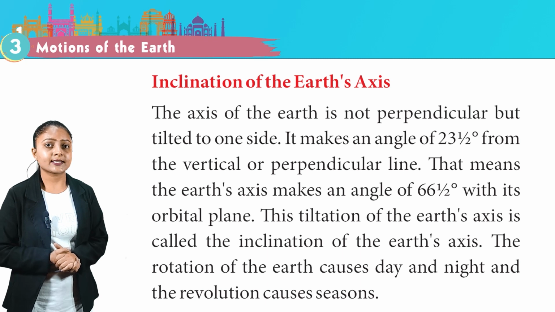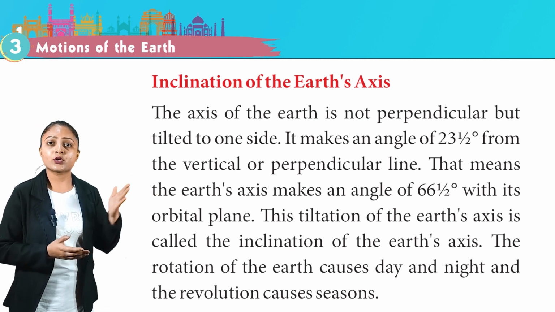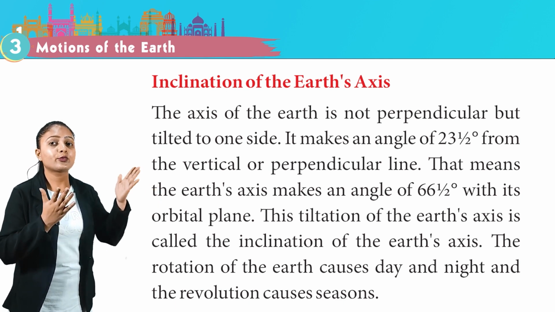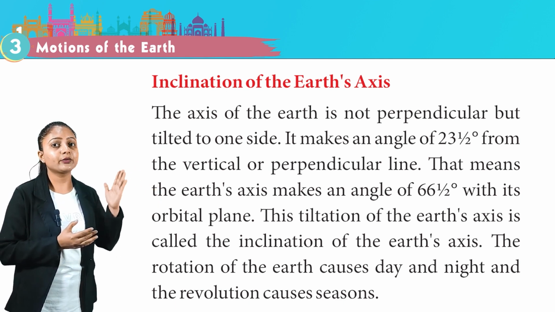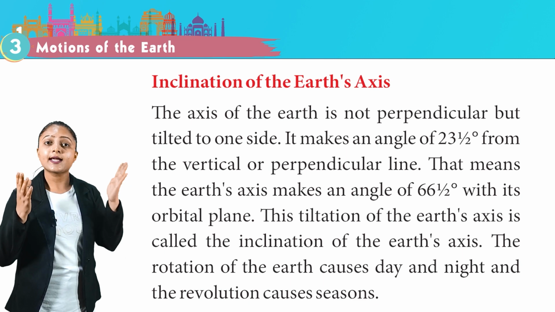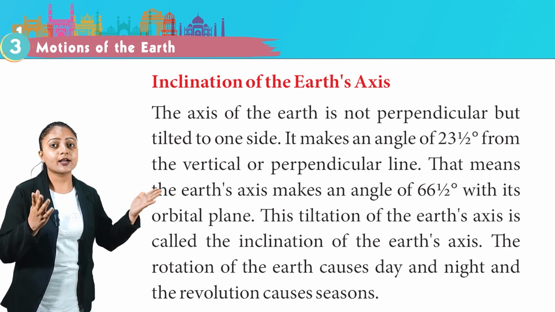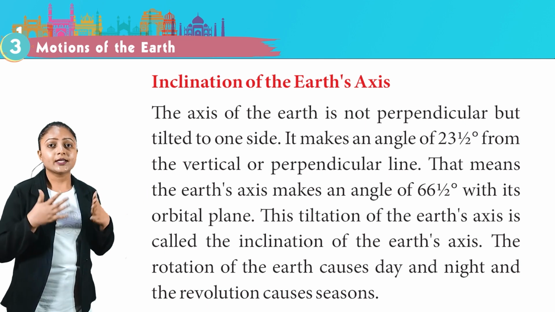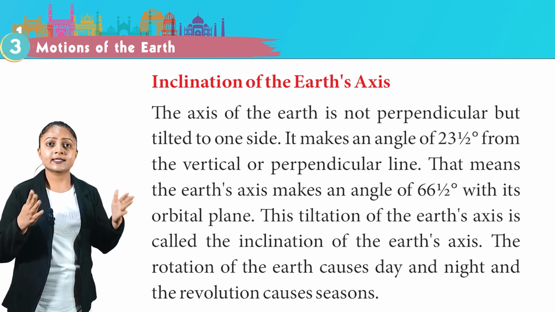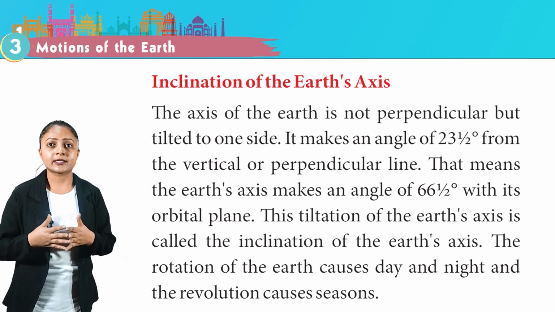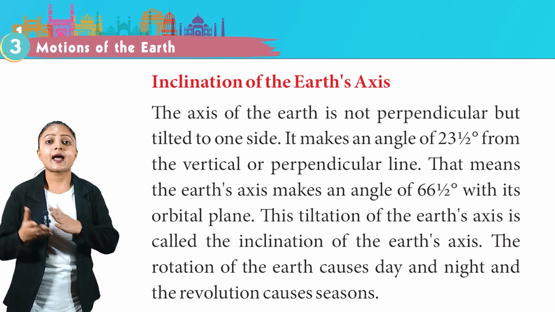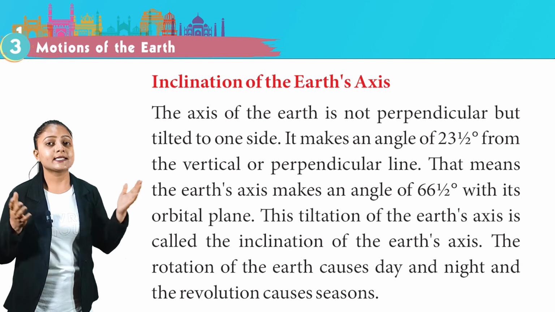Inclination of earth's axis. The axis of the earth is not perpendicular but tilted to one side. It makes an angle of 23.5 degree from the vertical or perpendicular line. That means the earth's axis makes an angle of 66.5 degree with its orbital plane. This tilt of the earth's axis is called the inclination of the earth's axis. The rotation of the earth causes day and night, and the revolution causes seasons.